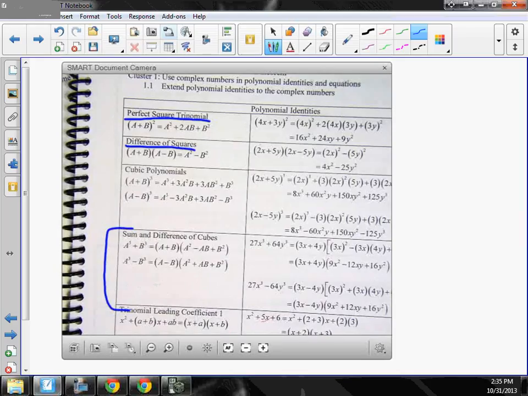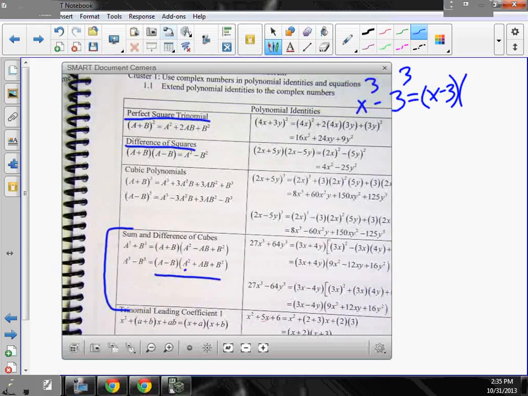So if I had x to the third minus 3 to the third, all I have to do is follow that pattern. So this factors into x minus 3 times x squared plus 3x plus 3 squared, which is 9. And this one will never factor further. That is always a prime. It's always a prime quadratic every time.